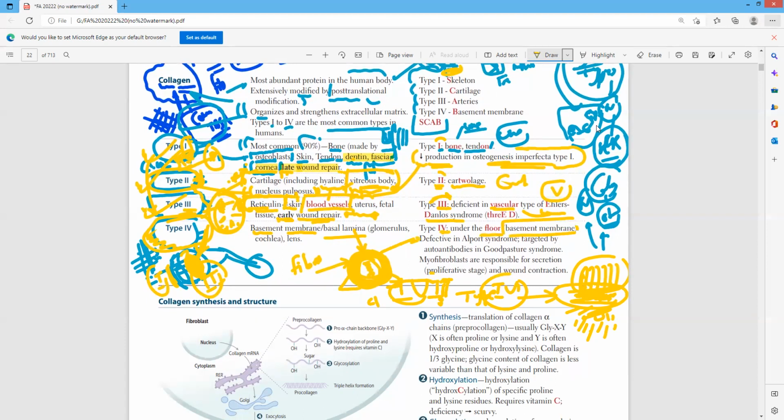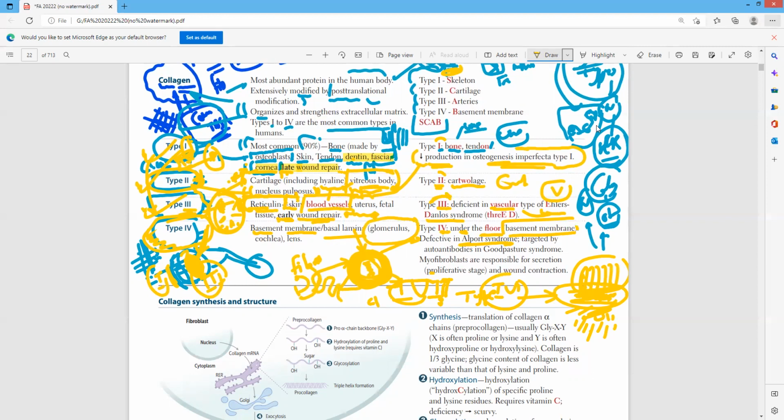If it's defective, it will be defective in Alport syndrome, and we will see Alport syndrome; it's very high yield to know about Alport syndrome. We will see that it will affect the kidney, in the glomerulus, which is found in the kidney.